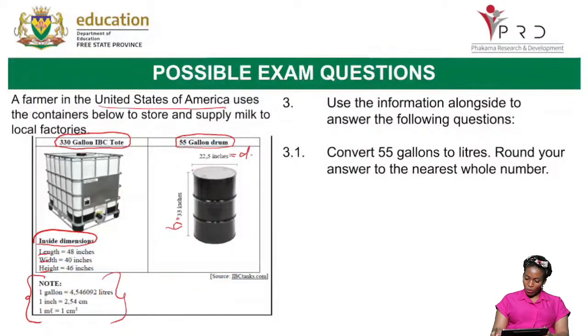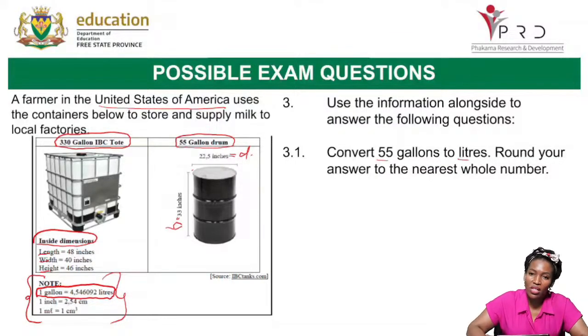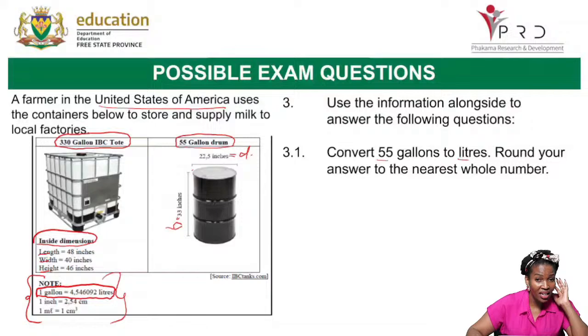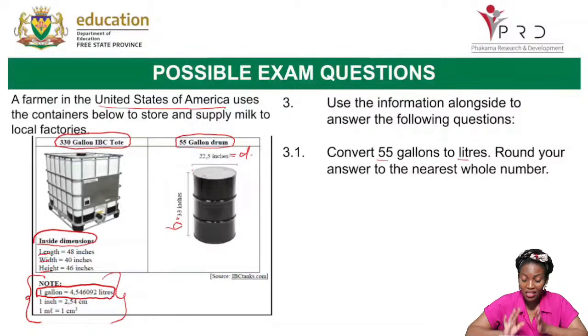So question 3.1, convert the 55 gallons to liters. So do we have the conversion factor? We do have it. We know that 1 gallon is equivalent to 4.546092 liters. I've been talking a lot. I want to give you guys a chance to do this one, just 2 minutes. And then when I come back, we'll do it together so that you can check whether you are on the right track or if you still need assistance with this section. 2 minutes.